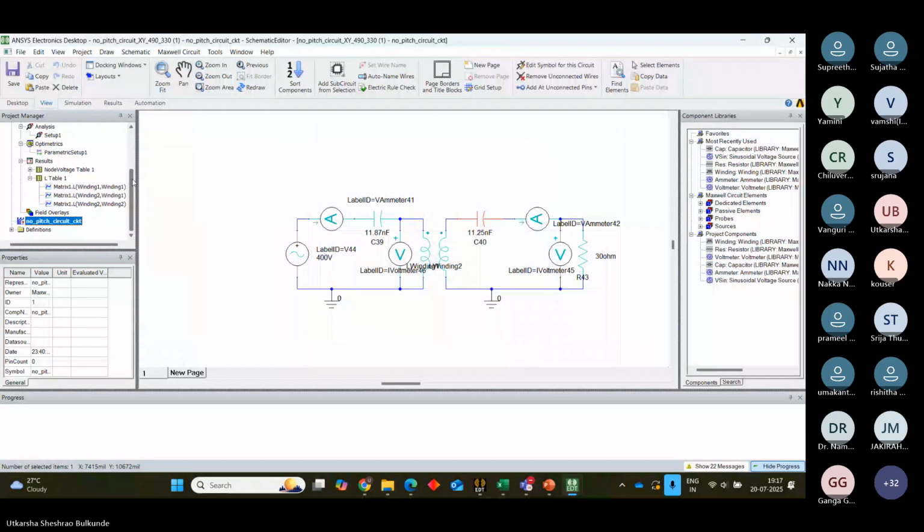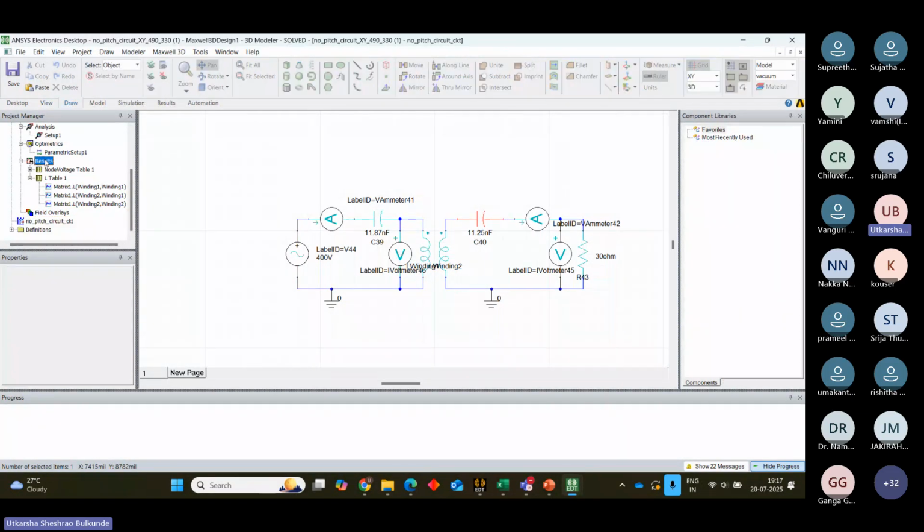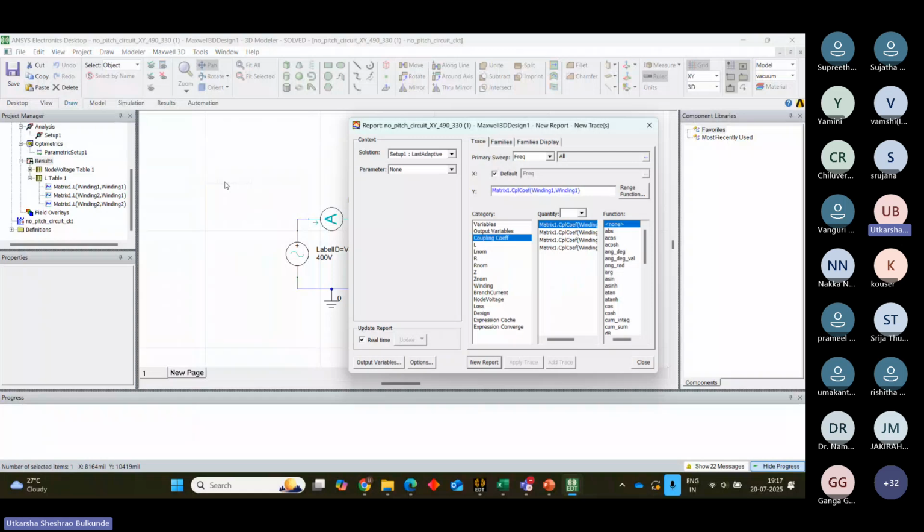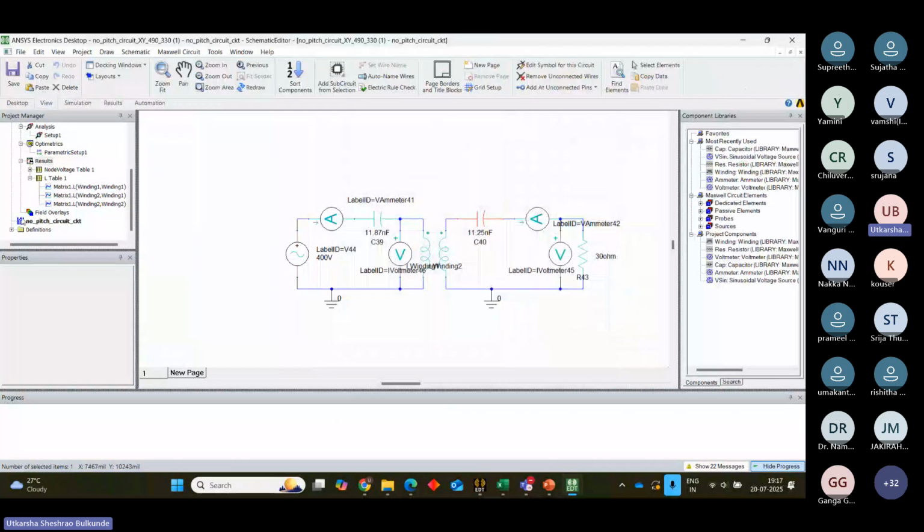Okay, our simulation is completed, so we will analyze the results. First, the rectangular plot, air gap. First we will analyze how the output voltage looks. So what is the voltmeter number for my output voltage? It's 45, right?